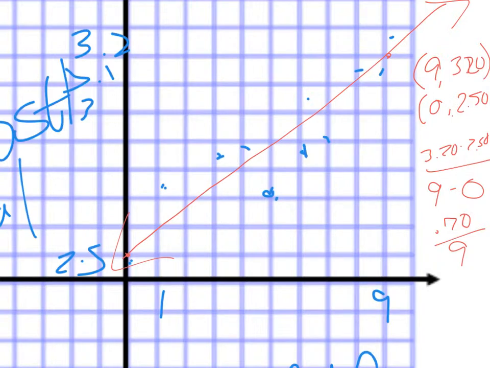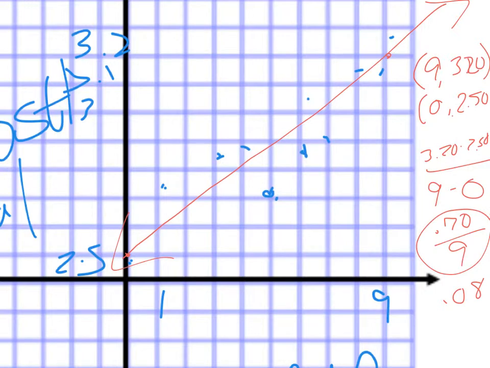So it would be 70 cents over 9. And that's going to give us 0.08 that we're working with as our slope. So now we're going to find b. Okay, well, it should be 0.70 over 9, not 90, just to clarify.